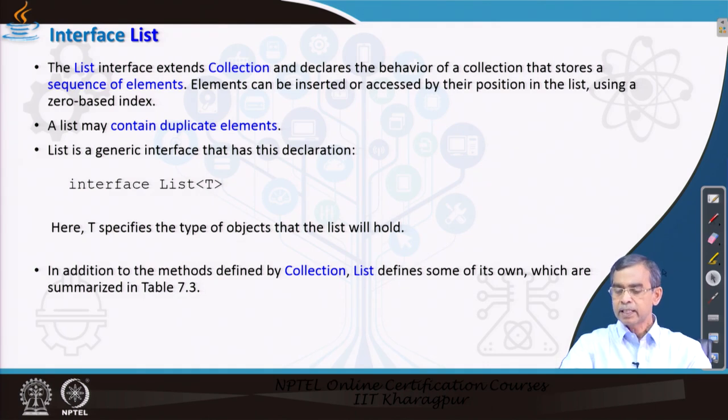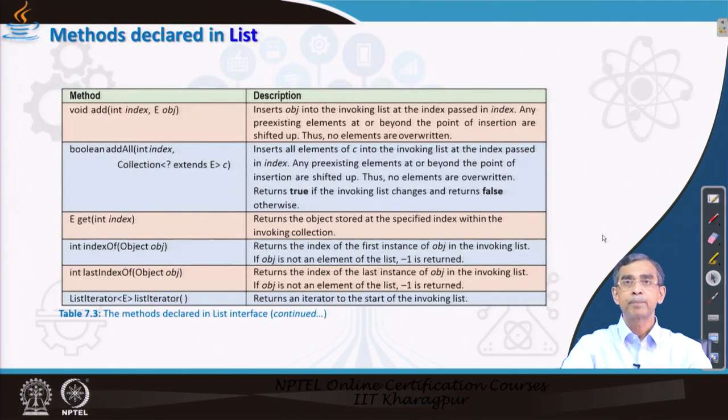Now, let us see what the different methods are that are declared in the list interface. It is very similar to the methods that are there in collection. Many names of the methods will be the same as in collection, because list extends the collection interface. So, all the methods are there, but they are basically overriding methods, because depending on the different structure, the methods are to be defined accordingly.